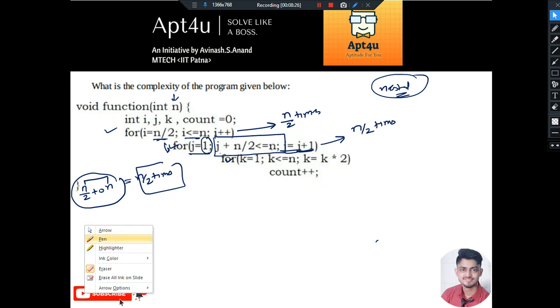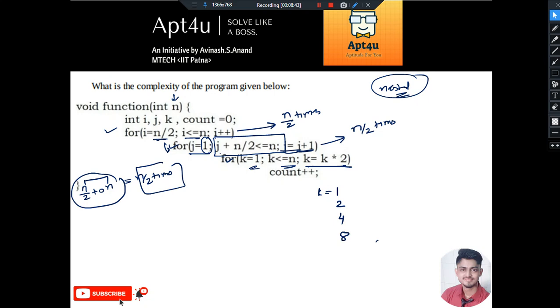k starts from 1, k less than or equal to n, but here the increment is not 1 at each step. Here the value of k becomes double at every step, which means we start with k equal to 1, then k equal to 2, then k equal to 4, then 8, 16 and so on, as long as k is less than or equal to n, it will continue.